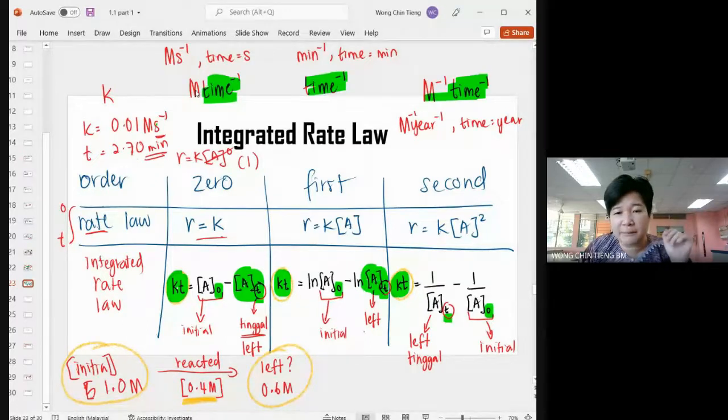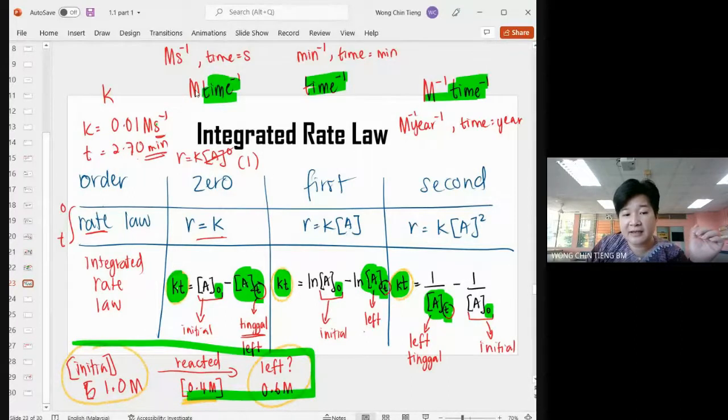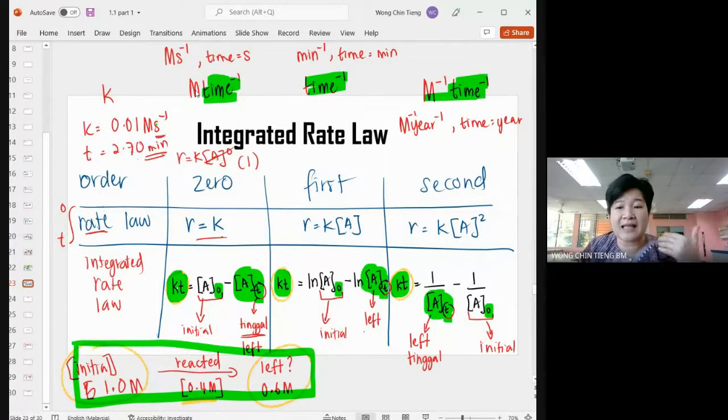Alright? Not a problem. Initial is easy to identify, how much we start off with. Right? The problem always arises with the concentration that they give next, which is either the one used or the one left. So you need to be very careful with this thing. The one that I'm having right now is the one used or the one left.